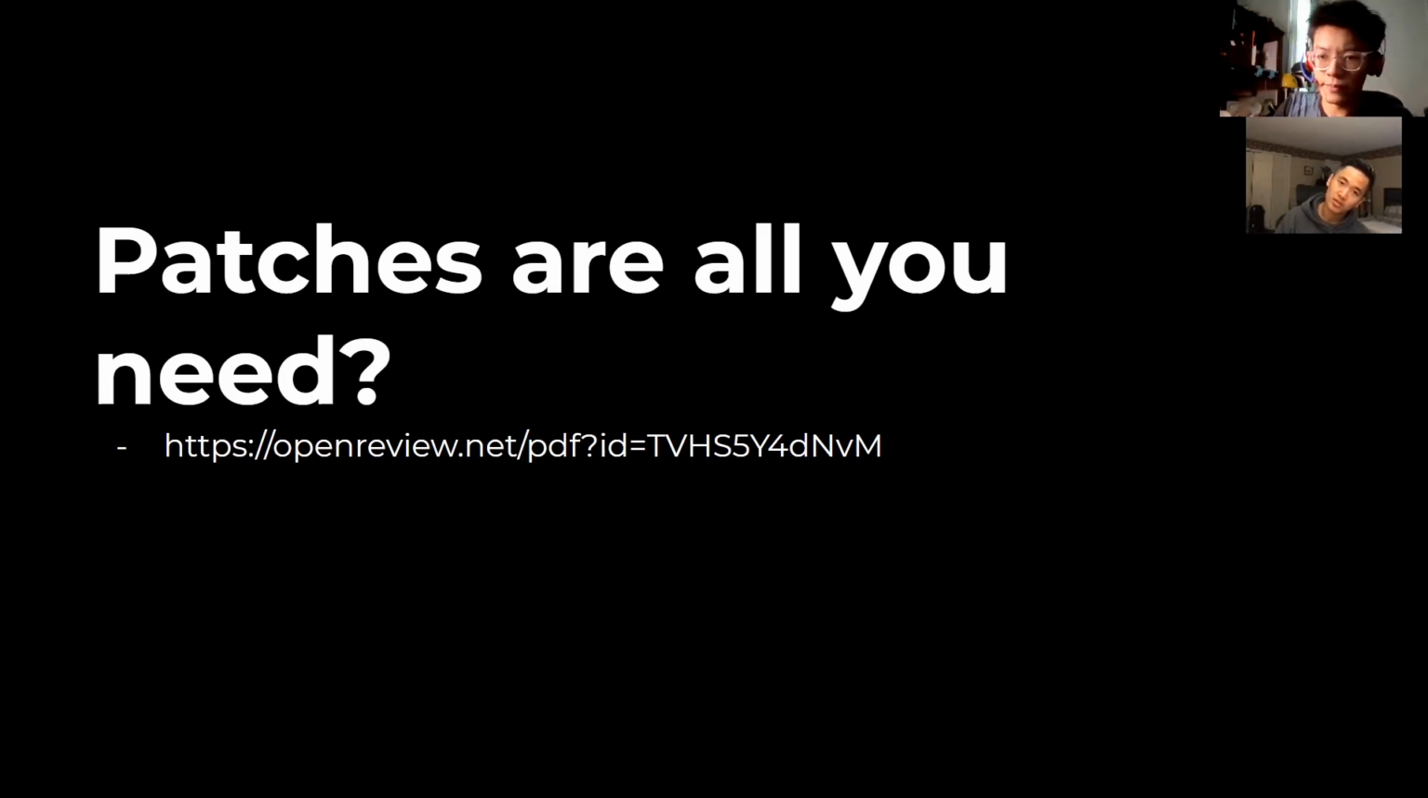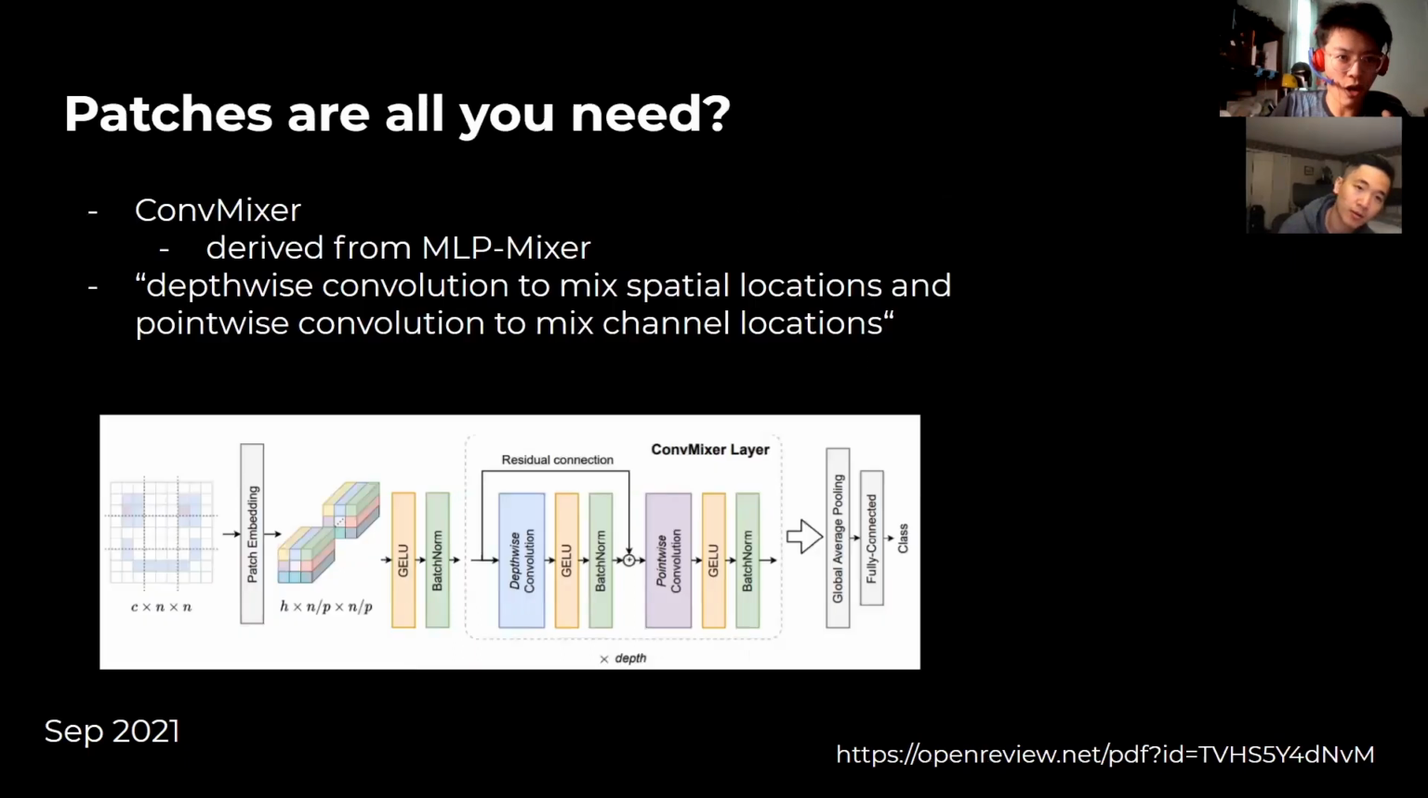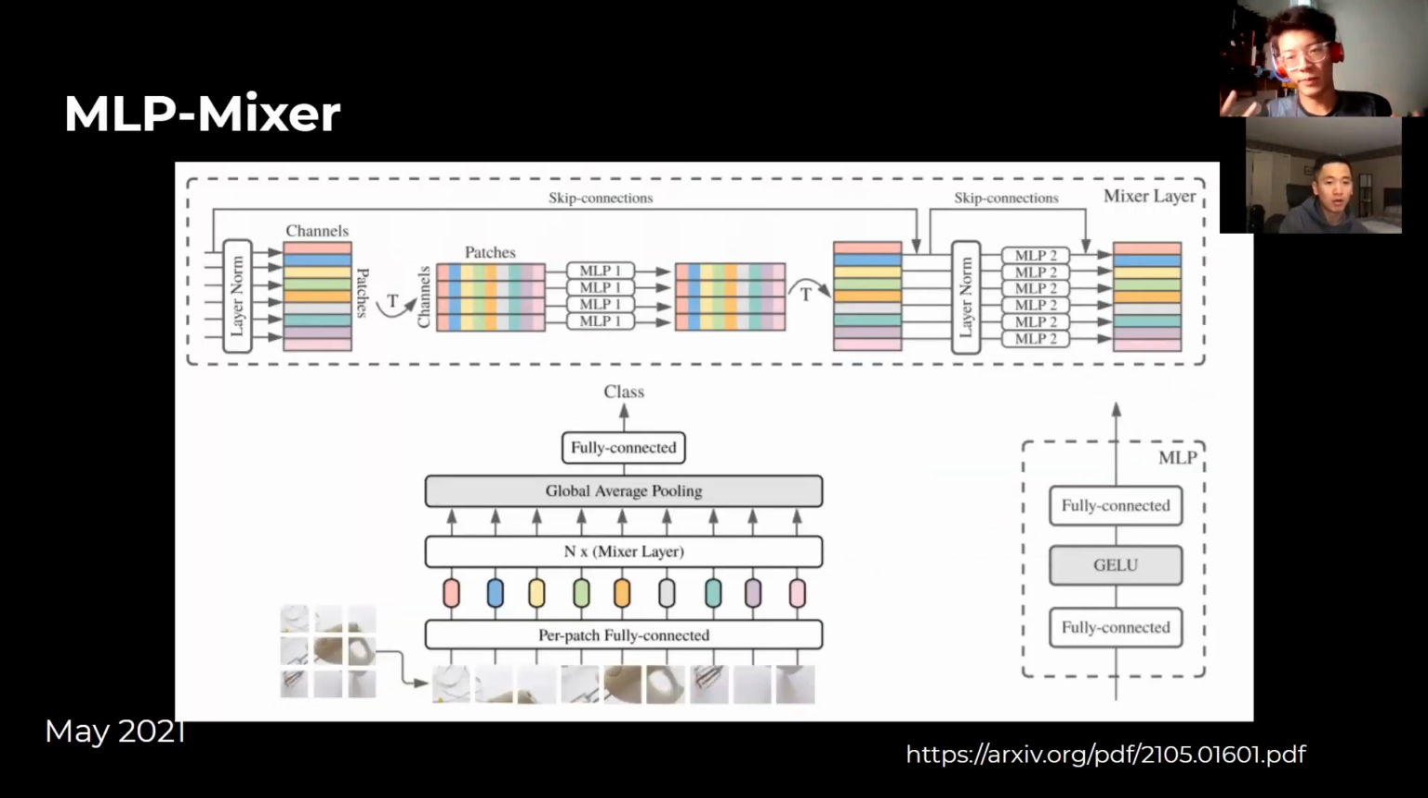Wait, so are they just ditching the attention layers by using the patches? Yeah. So the first paper here is called MLP-Mixer. It's actually written by some of the authors of the vision transformer paper. That's why I'm also covering it. We'll cover it in more detail later, but I'm covering MLP-Mixer first because the architecture is very, very similar.